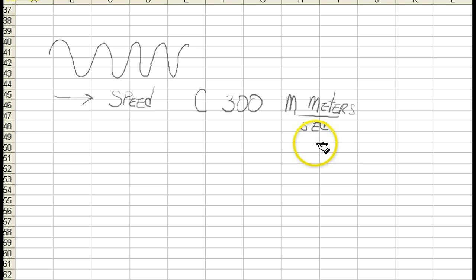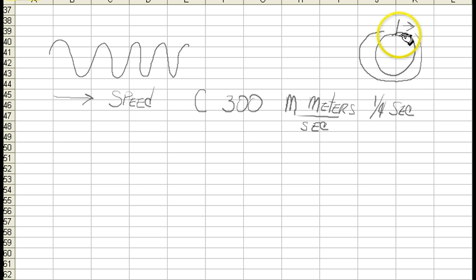Now that's pretty fast. Let me give you an idea of how fast that is. Say we have the Earth here, right? And we actually have a radio broadcasting out, and that signal goes all the way around the Earth. How long would it take for that radio wave to start to come back from where it started? Well, it turns out that it takes about 1/4 of a second. So now you get an idea of how fast that radio wave is. That's pretty doggone fast, right?